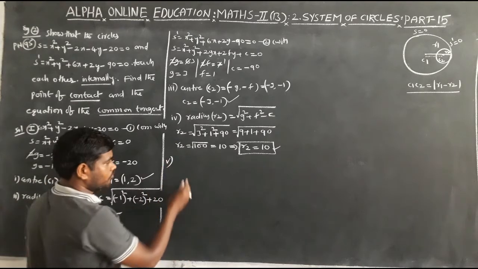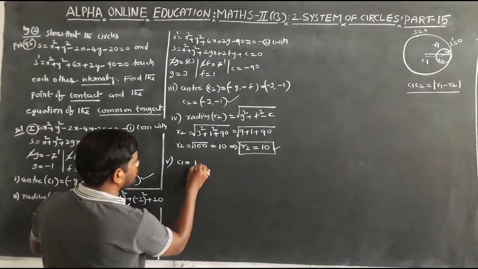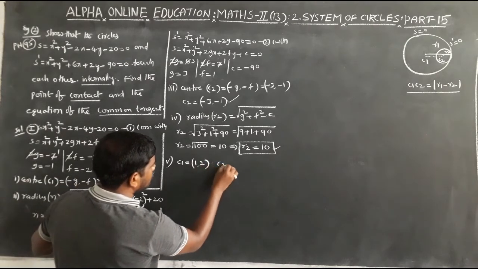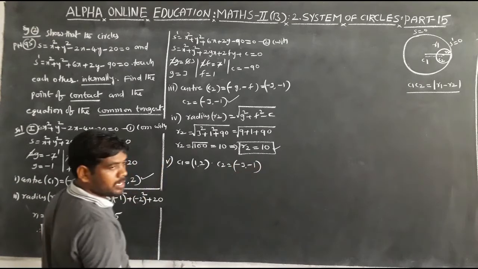Again, find the fifth value, C1C2. C1 = (1, 2) and C2 = (−3, −1).